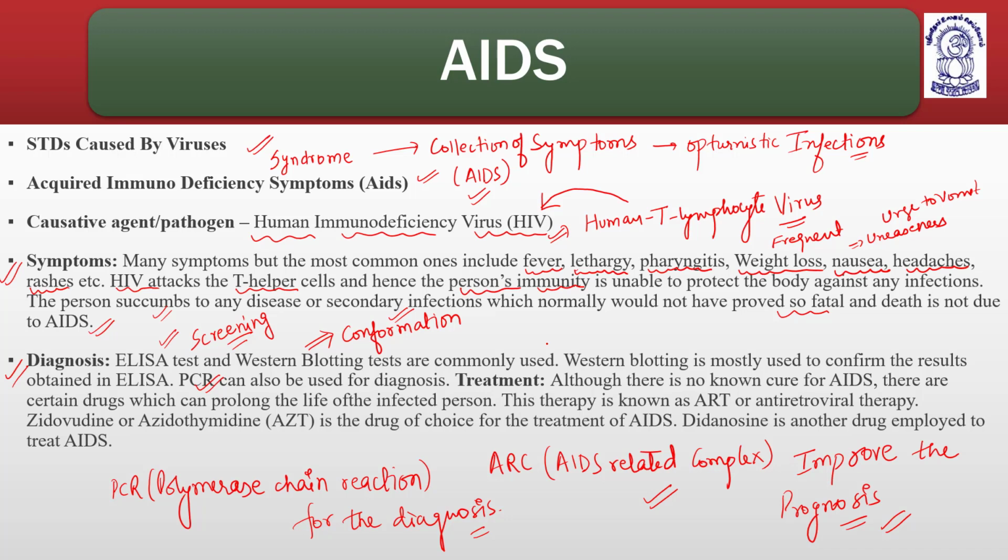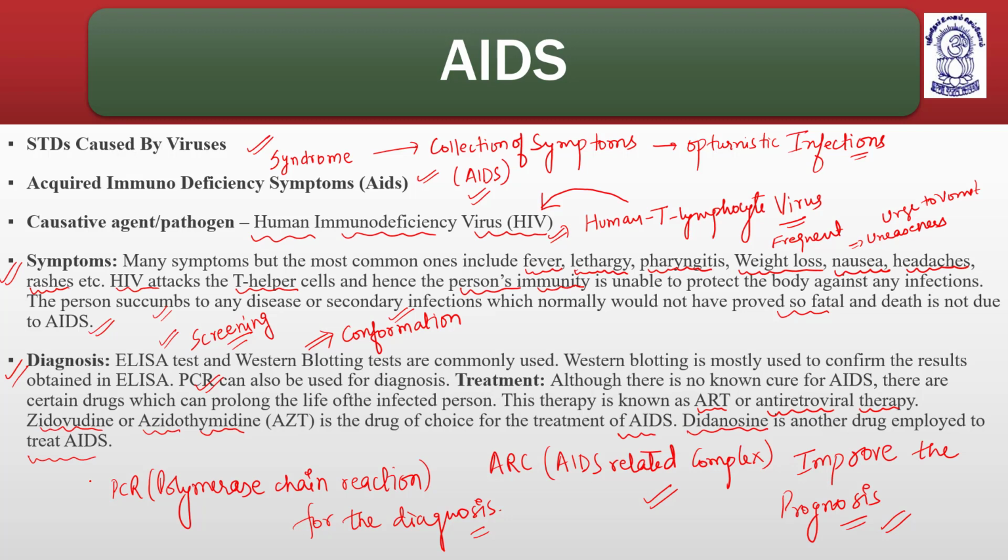So this therapy is known as what? ART, antiretroviral therapy. Like zidovudine, azithromycin is a drug of choice for the treatment of AIDS. Zidovudine and azithromycin. Diadenosine is another drug employed to treat acquired immunodeficiency syndrome. So acquired immunodeficiency syndrome is basically a syndrome which is a collection of many diseases.